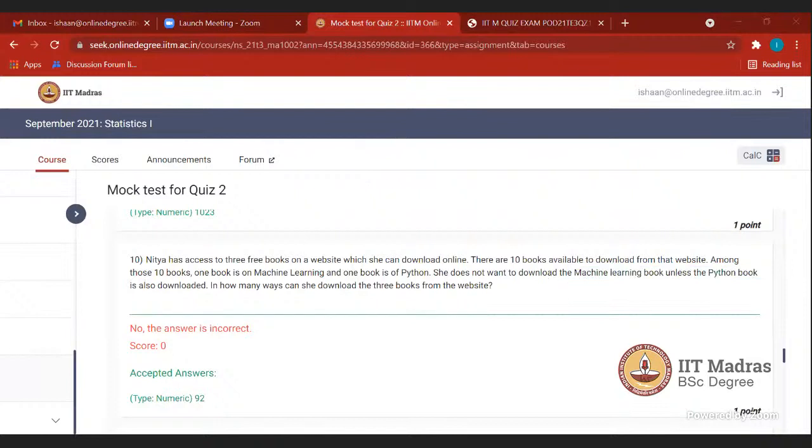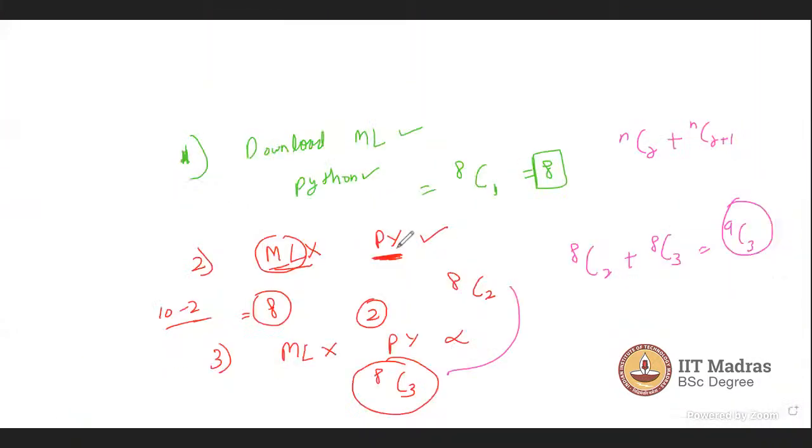She still has 2 books to download, right? So it says how it's 8, like in the sense 9, it will be 10 minus 2, right? Because you know about the 2 books. ML is not downloaded. You cannot download it. Python is downloaded. You know about the 2 books. And out of these 2, one is downloaded, you know. From the remaining 8, you can download only 2 more. Okay.